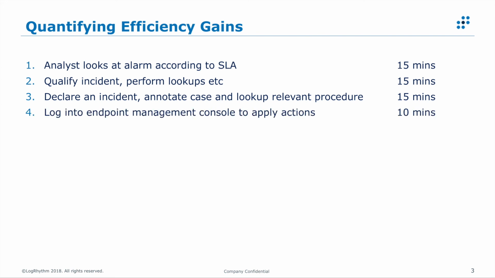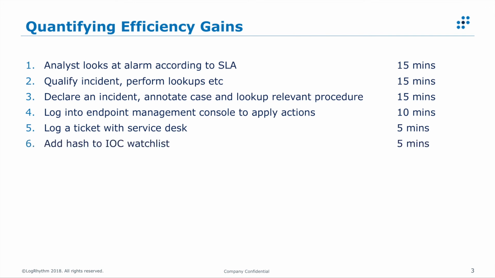Once I've declared an incident, I'm going to log into my endpoint management console and apply some policy actions to try and quarantine that on the network. If we know we've got some kind of malware outbreak, this is what we're going to be wanting to do. But I'm also going to say conservatively, it's going to take me about 10 minutes to do that. Some of the other things that I might be doing as an analyst in response to a security incident is obviously log a ticket with the service desk. I could be adding the hash of the malicious file to an internal IOC watch list. I could be annotating the case, and so on and so forth. All of these actions could potentially be automated.